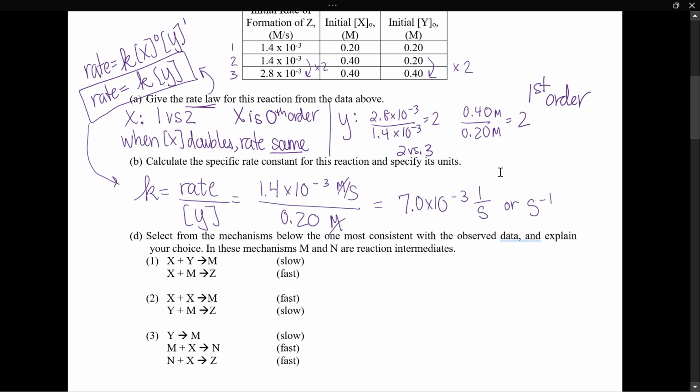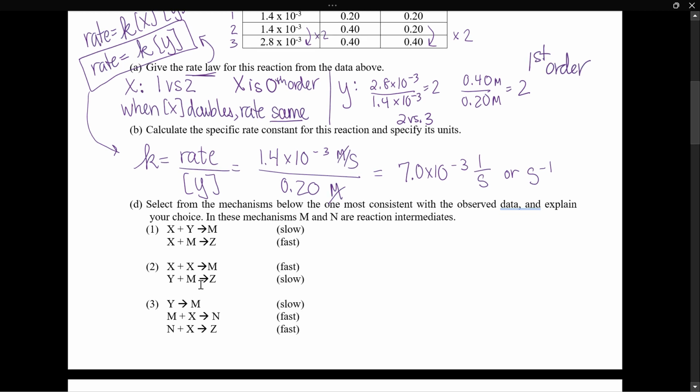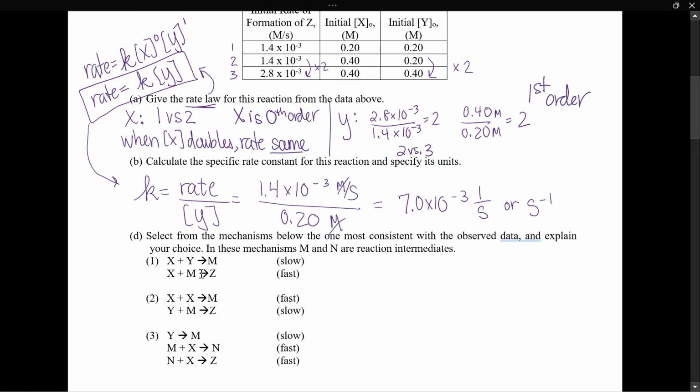So this is part 1, figuring out the rate law based on data. Part 2 is to figure out which of these mechanisms fits with the rate law. So we've got 3 possible scenarios. The way I would approach this problem is to go through each of these scenarios and write the rate law that matches this scenario, this mechanism.